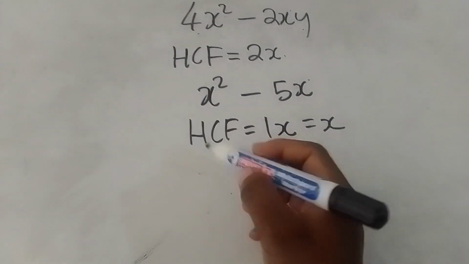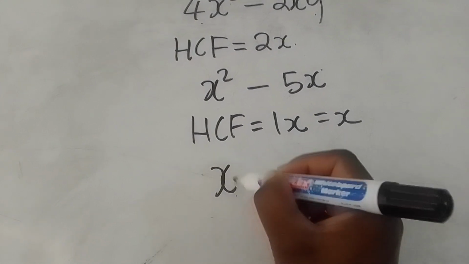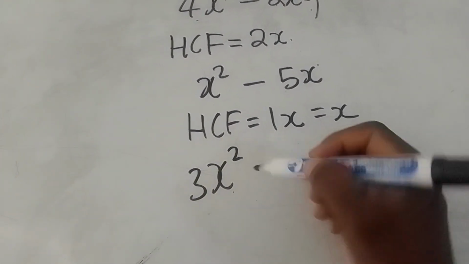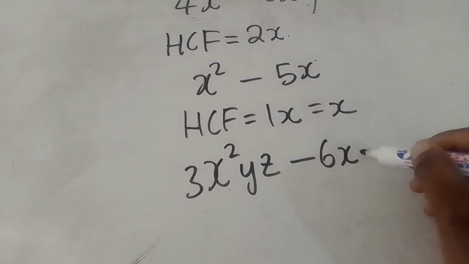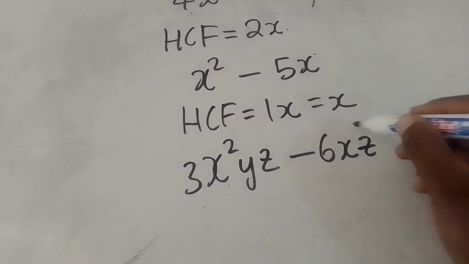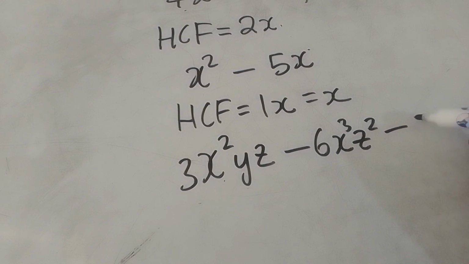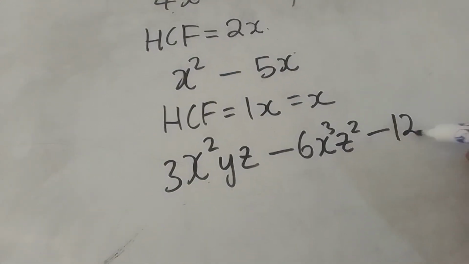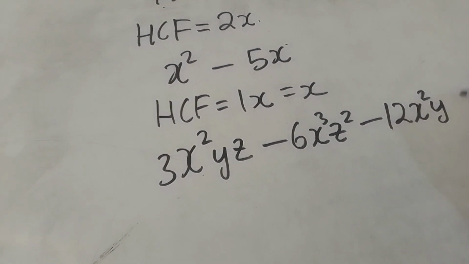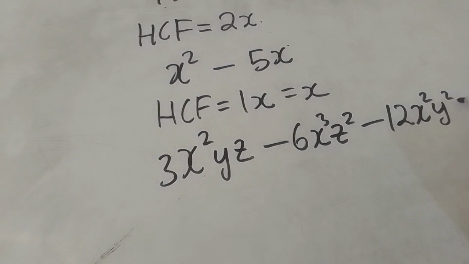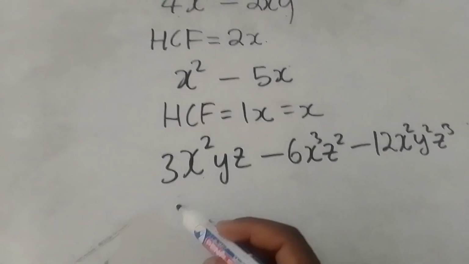Let's take a last example for the highest common factor. Let's say we have 3x squared yz minus 6x cubed z squared minus 12x squared y squared z cubed. Now the highest common factor in this case will be what?